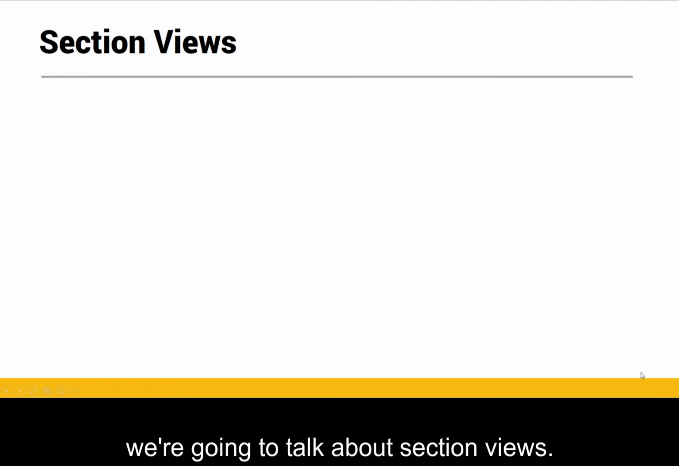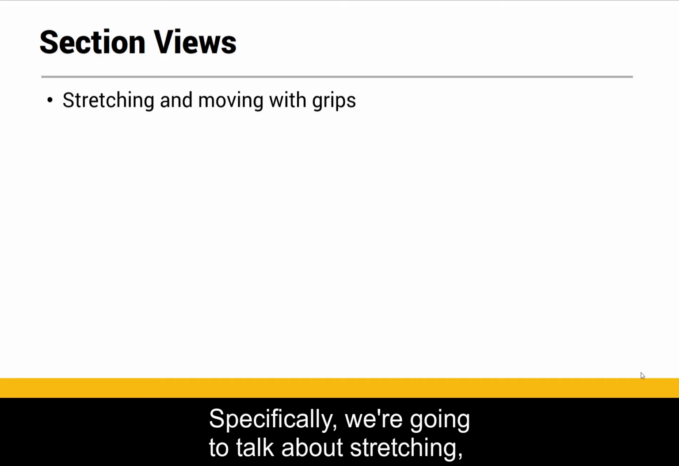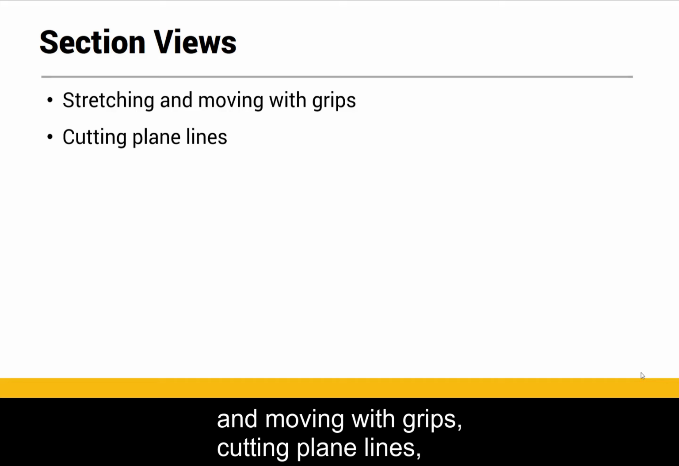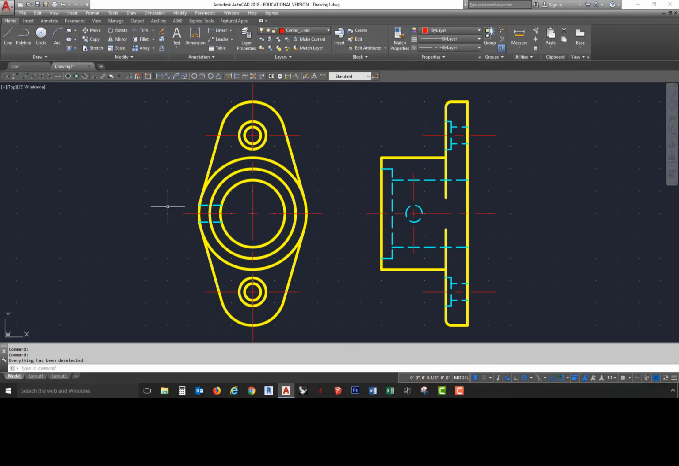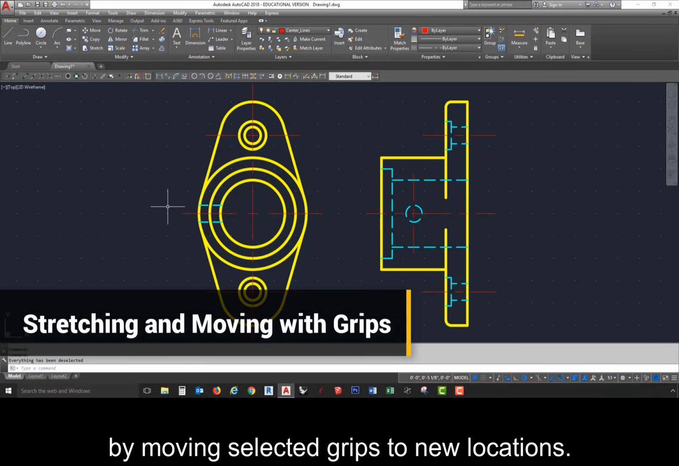In this video, we're going to talk about section views. Specifically, we're going to talk about stretching and moving with grips, cutting plane lines, creating a section view, and section lines. We can usually stretch an object by moving selected grips to new locations.